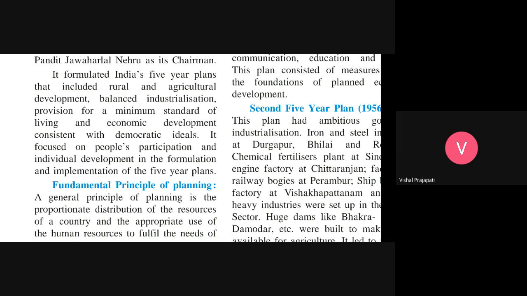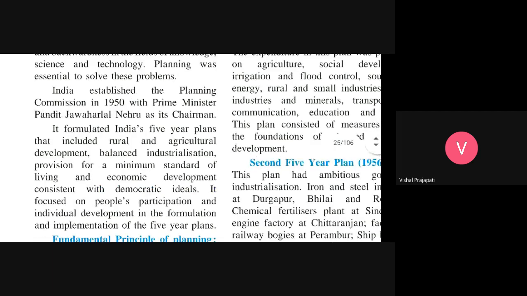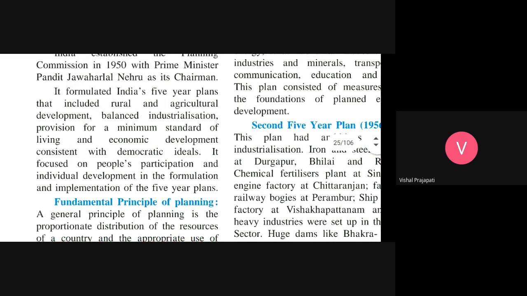All right. So this is all about the planning commission. What was its objective? Which were different fields that were taken into account? So that we can develop these sectors, and people can develop them individually by increasing their standard of living.